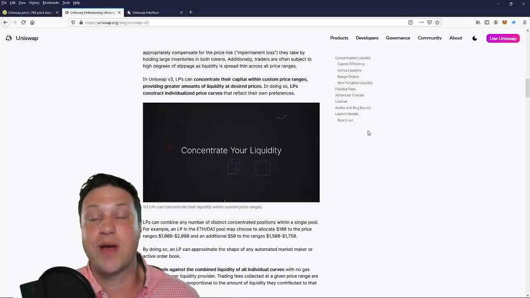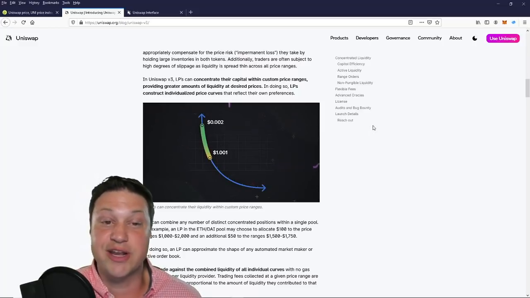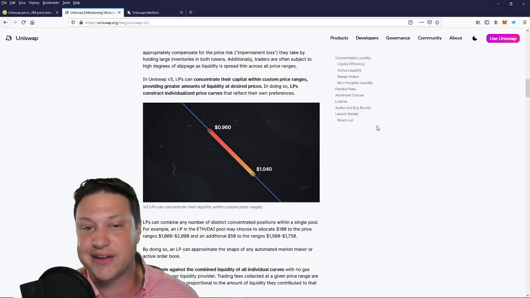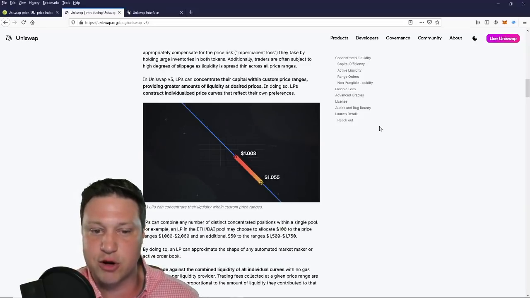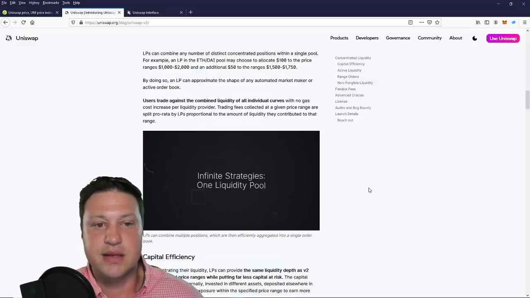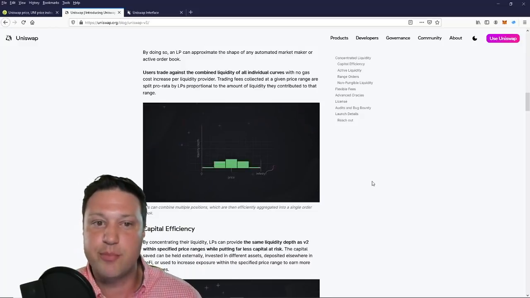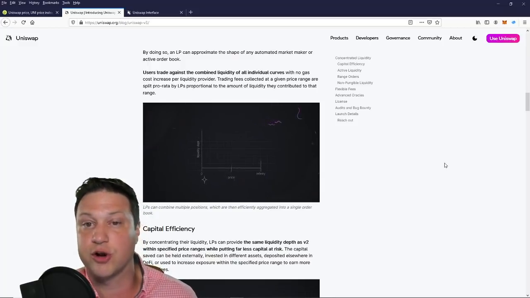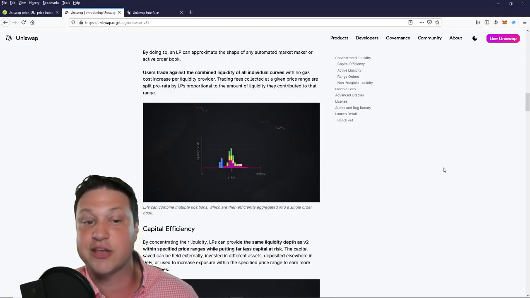Okay guys, now hopping over to their website, we can dive a little bit deeper into some of these new concepts. So now with V3 and concentrated capital, LPs can concentrate their capital within custom price ranges, providing greater amounts of liquidity at desired prices. In doing so, LPs can construct individual price curves, as seen in this animation, that reflect their own preferences. Now users will be able to trade against the combined liquidity of all individual curves with no gas cost increase per liquidity provider. Trading fees collected at a given price range are split pro rata by LPs proportional to the amount of liquidity they contribute to that range.